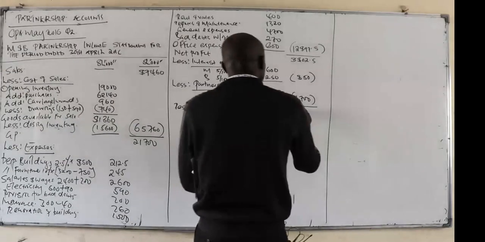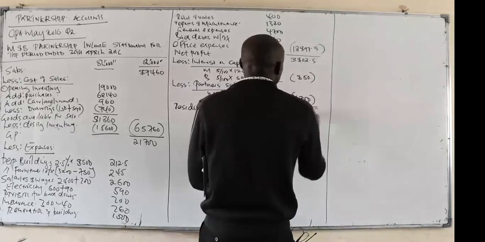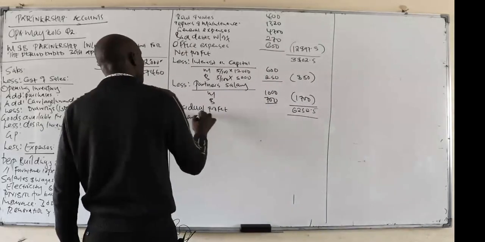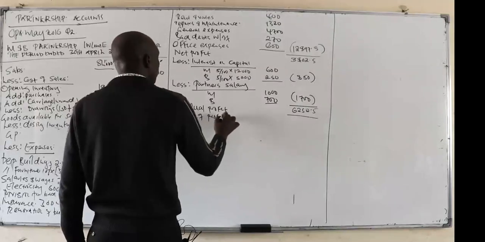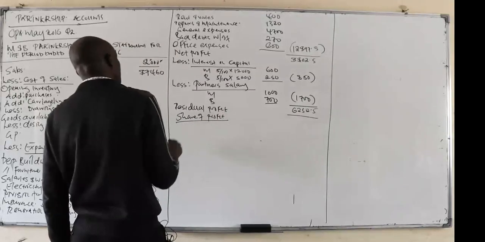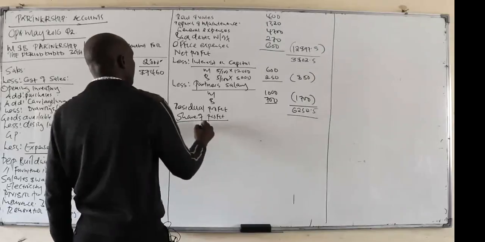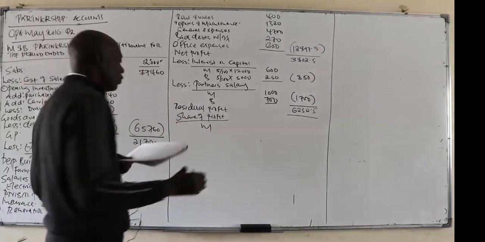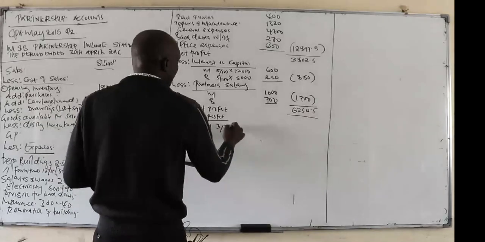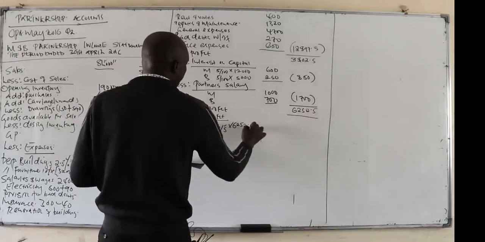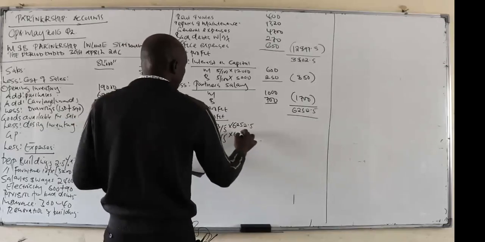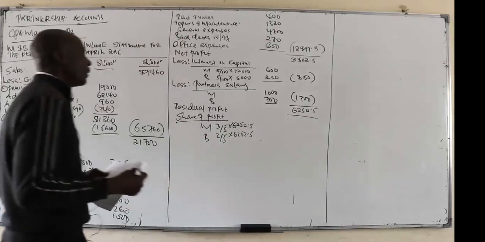62,52.5. Then you write your share of profits. You start with Maria. So they're sharing profit in the ratio of 3 to 5 times 62,52.5. So what do you get? And then Bakari, 2 over 5 times 62,52.5.